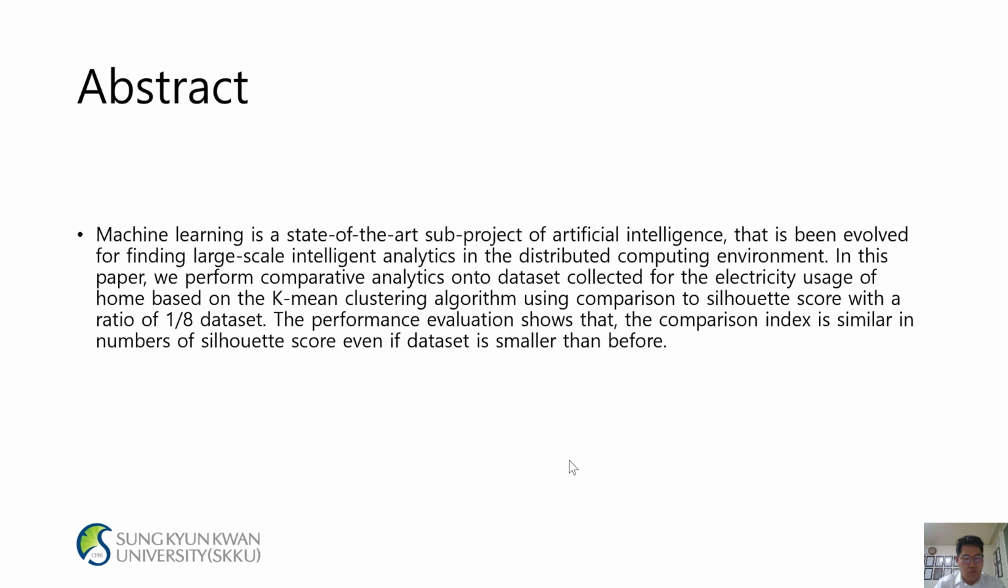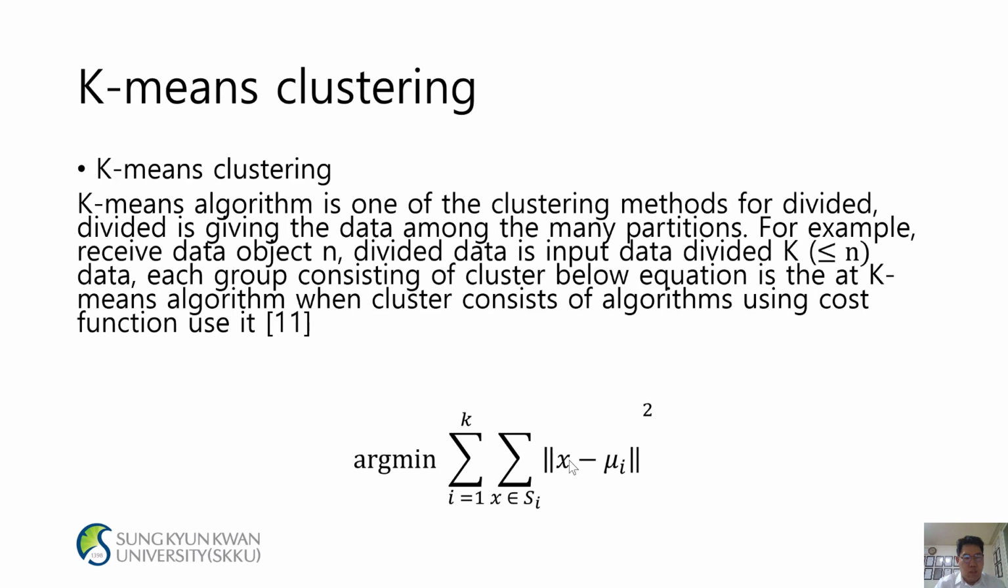Abstract. Machine learning is a state-of-the-art subject of artificial intelligence that is being evolved for finding large-scale intelligence analytics in the distributed computing environment. In this paper, we perform comparative analytics on the dataset collected for the electricity usage of homes based on the K-means clustering algorithm, using comparison of silhouette score with a ratio of A per 1 dataset. The performance evaluation shows that the comparison index is similar in numbers of silhouette score even if the dataset is smaller than before.